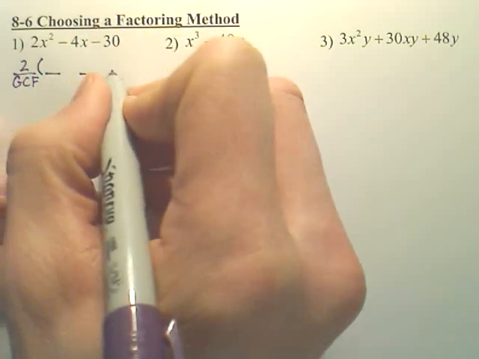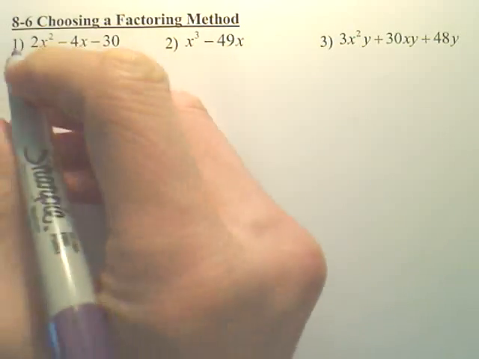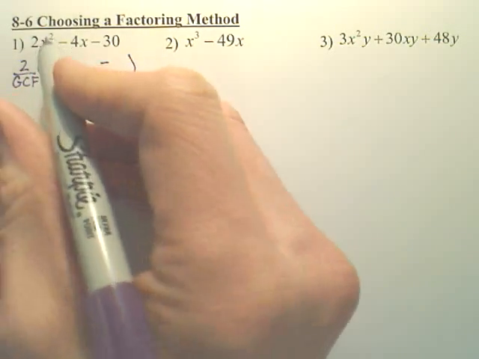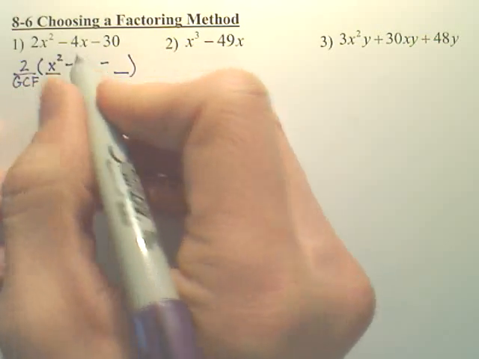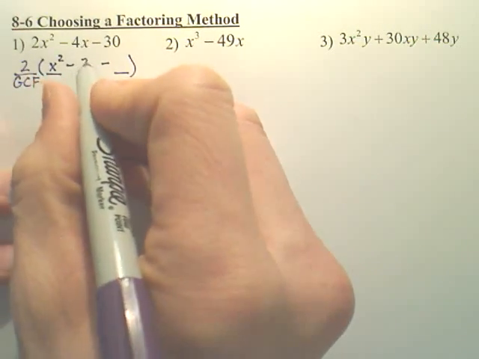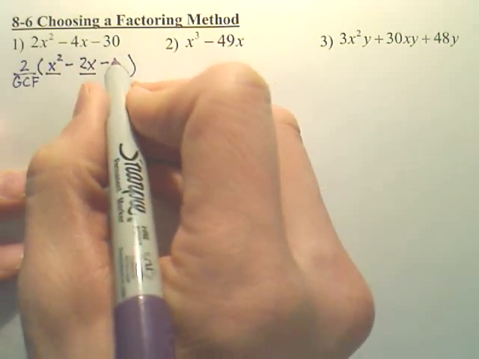And what does that leave us with? Well, let's see. There's a minus there, a minus there. So 2 times what gives you 2x squared? Looks like x squared. 2 times what gives us negative 4x? That looks like 2x. 2 times what gives us negative 30? That looks like 15.